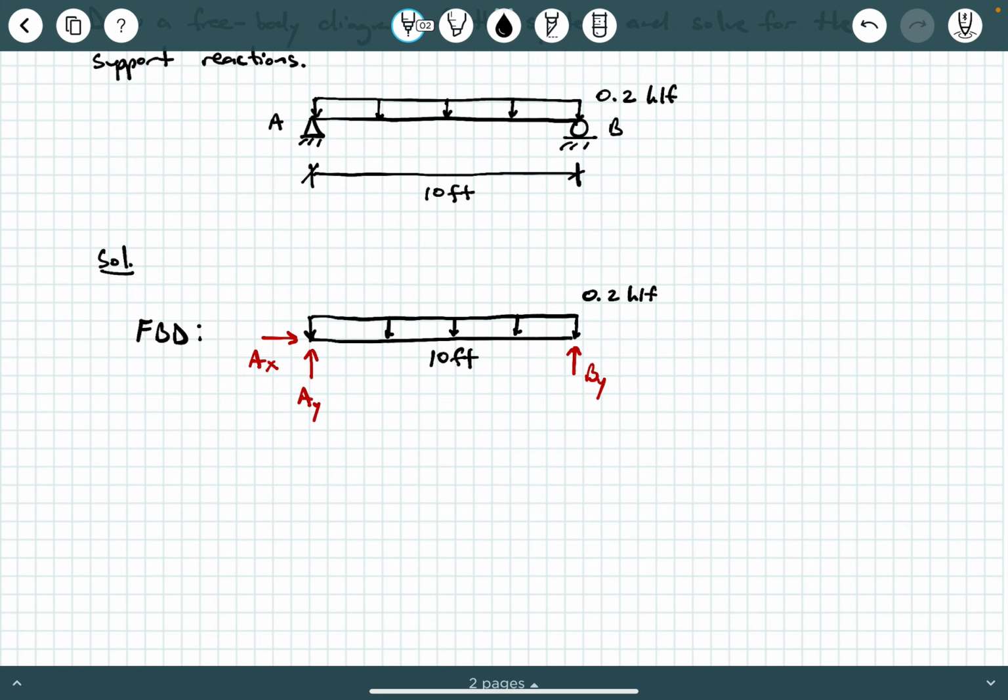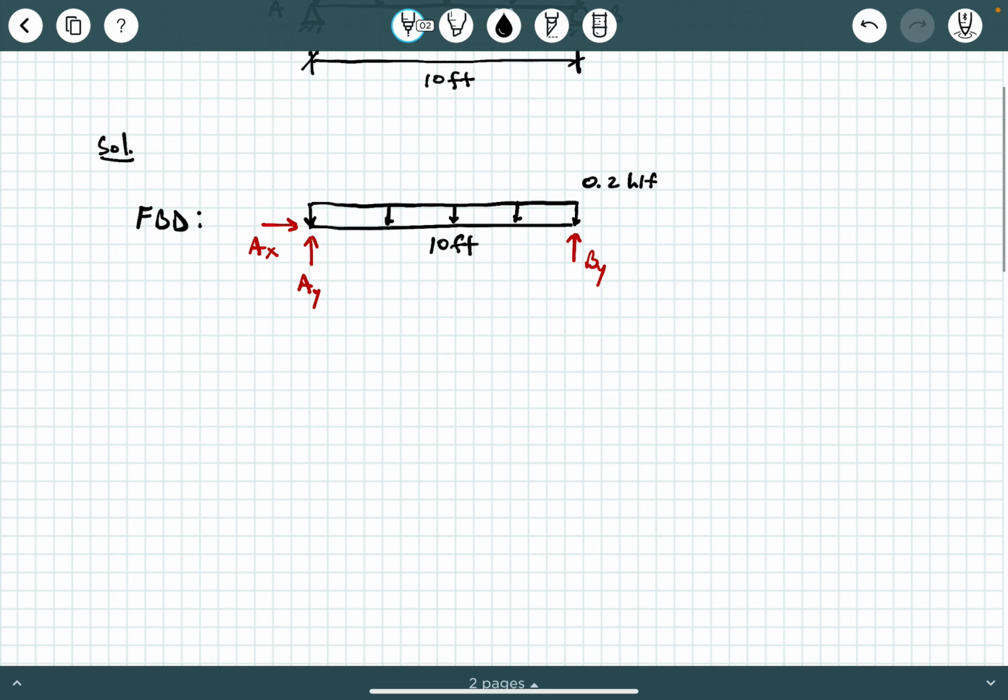Now I'm ready to apply my equilibrium equations. Well, how many equilibrium equations do we have for a 2D rigid body? Well, we've got 3 of them, right? Sum of the forces in the x direction equals 0, sum of the forces in the y direction equals 0, and sum of the moments about a point equals 0. Let's start with the sum of the forces in the x direction equals 0, okay?